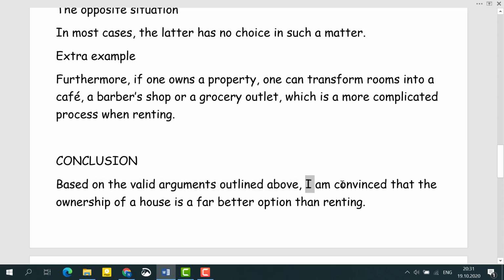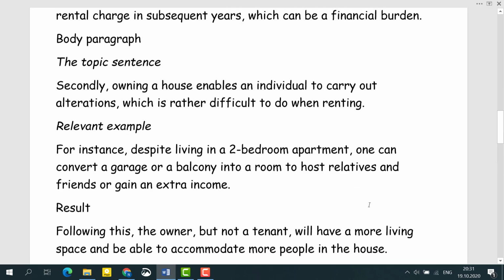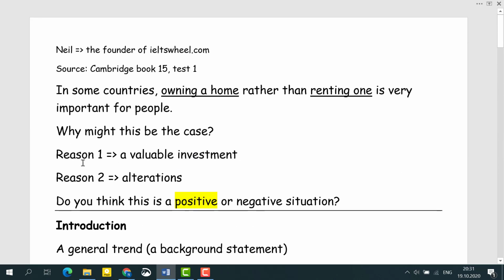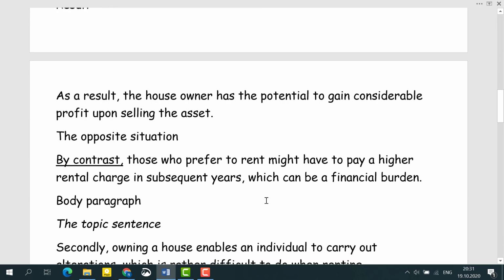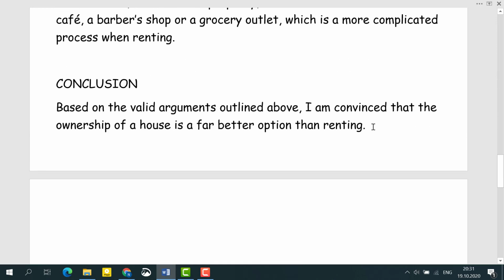I'm convinced that, which means I firmly believe that. You don't want to write I think that, because it's baby talk. Everybody says I think that, I think that. You want to stand out, you want to be different from other IELTS candidates, and therefore you want to write I'm convinced that the ownership of a house is a far better option than renting. So again, we have explained our personal position here, and now the examiner wants to know exactly why. We have to indicate these two reasons very quickly. Let me show you how to do it.